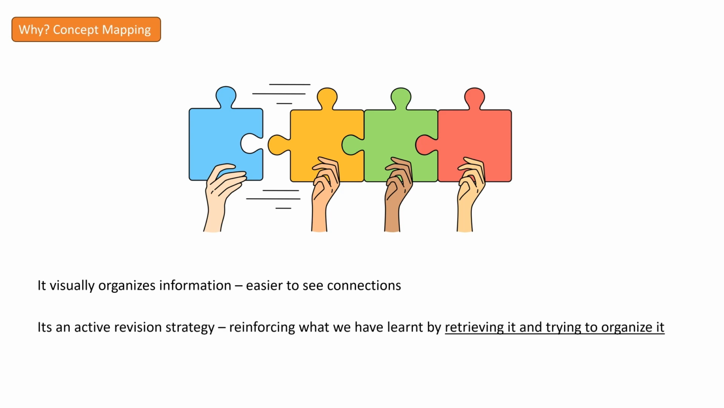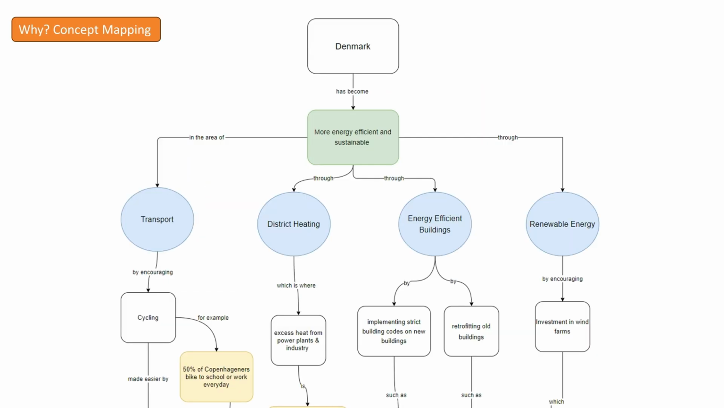It's an active revision strategy. It reinforces what we've learned by retrieving it and then trying to organize it in a structured manner. You might not have heard of concept mapping before, but you would have heard of mind mapping. It's essentially the same process, just slightly different names for it. Flow diagrams, mind maps. Here's an example of one that I've done for a Denmark case study that I've got my students to learn, which involves using a concept map, mind map. Doesn't matter what you really call it, but it's the same idea.